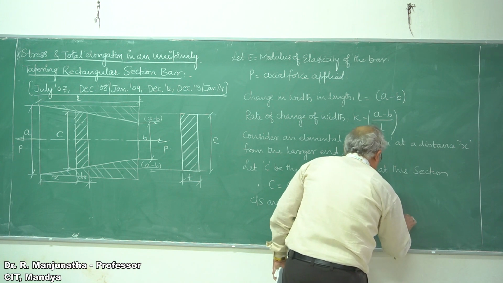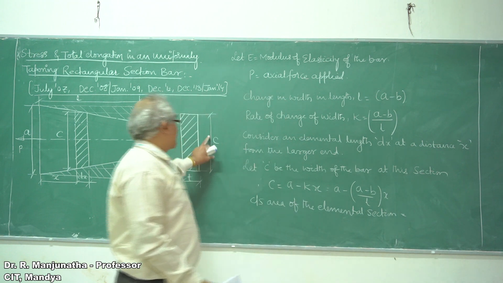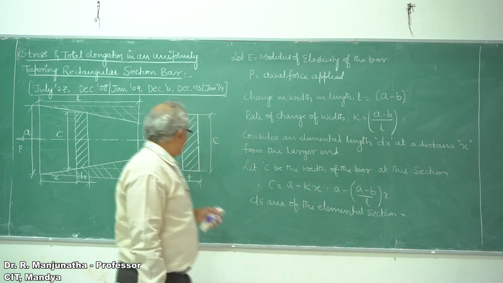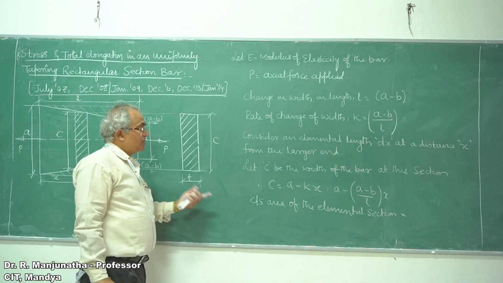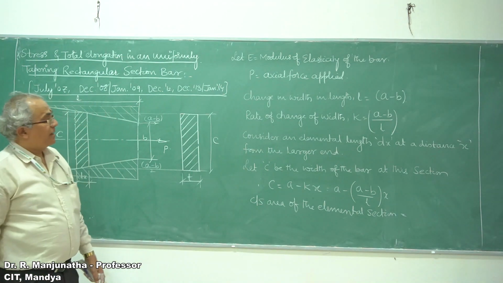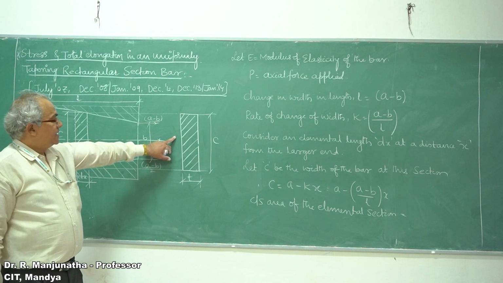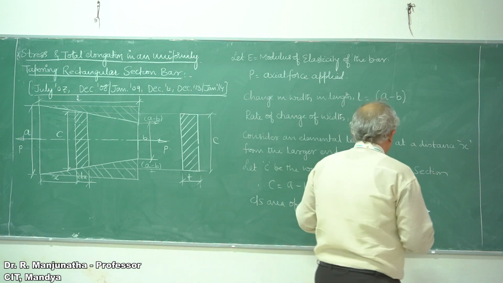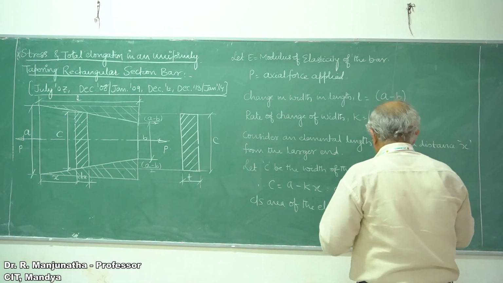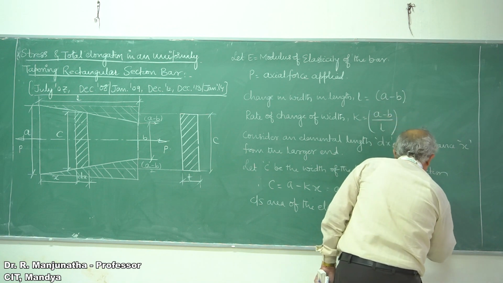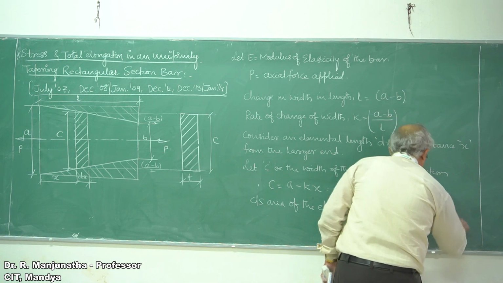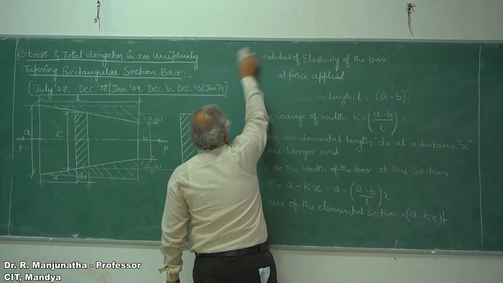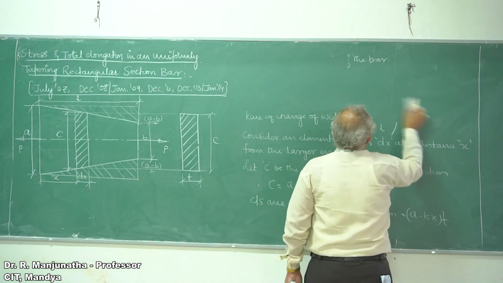Since we have a rectangular bar, we know the value of C, which is A minus K into x, multiplied by the thickness, giving the cross-sectional area. In the round bar it is pi d squared by 4. Here, since it is a rectangular cross-section, it will be length into breadth, that is width into thickness, which equals (A minus K x) into T. Therefore, now we consider the elongation of the element.